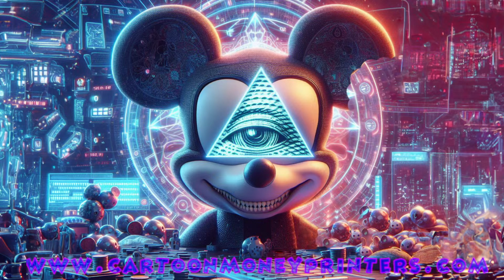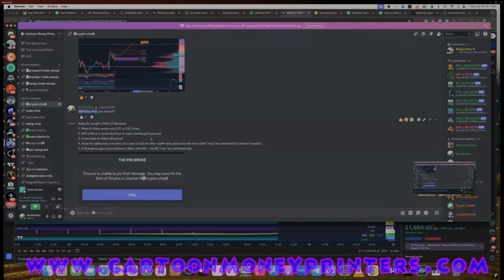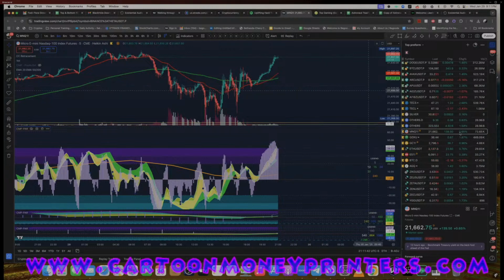Now there's two nuances here. If you get a bear or bull divergence, after rule one has happened, then rule two could be overlooked. But if it's going in the same direction, then it's even better. Then it's a layup. If a divergence gap occurs between the ribbon and the 240, and I'll explain that, then rule 2 may also be overlooked. So when I come across those, I'll go over that.